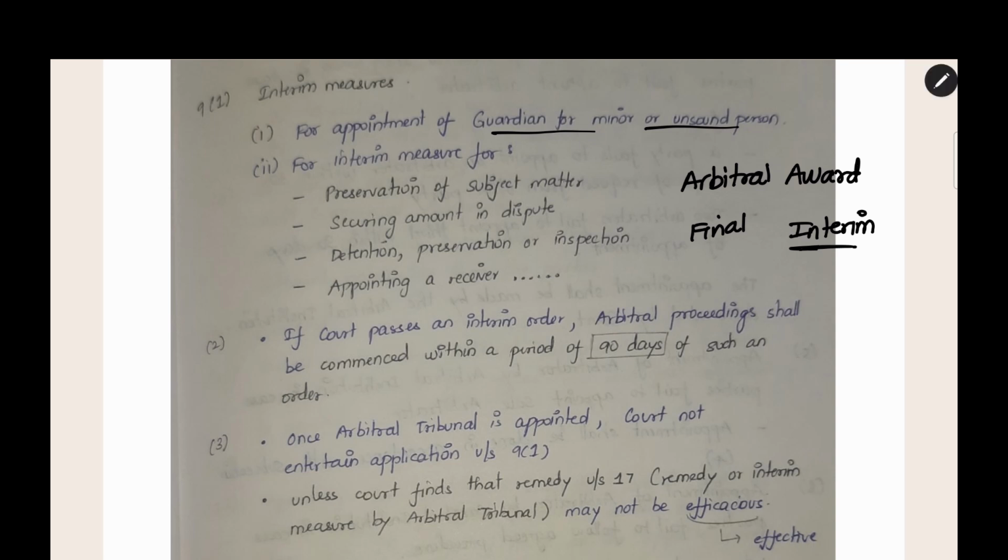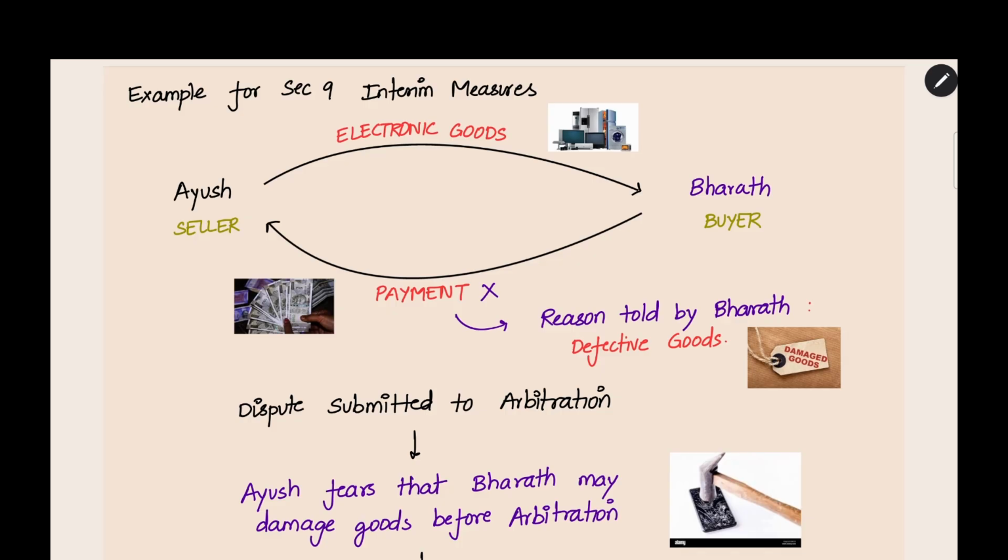Let us see an example to understand the interim measures in a deeper manner. For example, we can assume there is a contract between two persons, Ayush who is a seller and Bharat who is a buyer. The seller is selling electronic goods to Bharat and Bharat has to make payment for it. Bharat receives the electronic goods but does not make payment. The reason he gives is that the goods are defective, so he will not make payment. He is saying that the goods are damaged. Ayush is saying that the goods are not damaged and you have to make the payment.